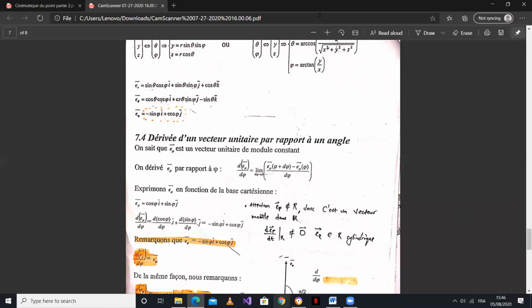Okay, you can just write the answer in the chat box when you find it. Just write cos between brackets, whether it's theta or phi, sine, theta, phi, just like that. The expression you find after deriving ER par rapport à d theta.